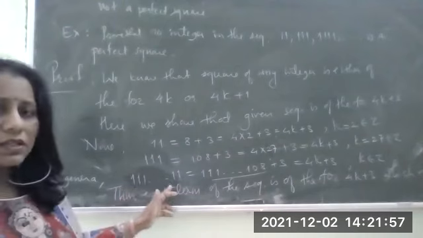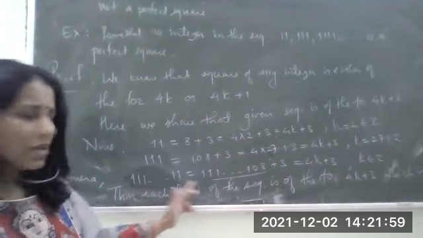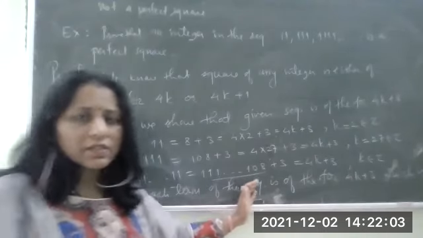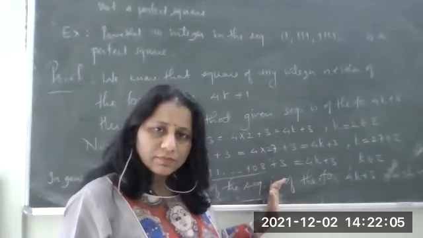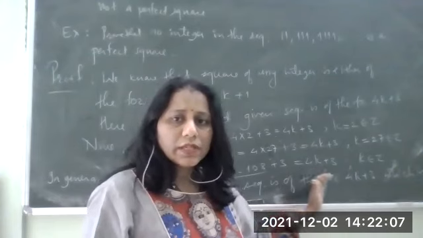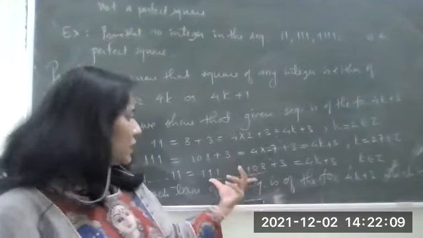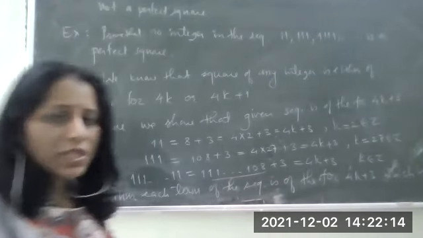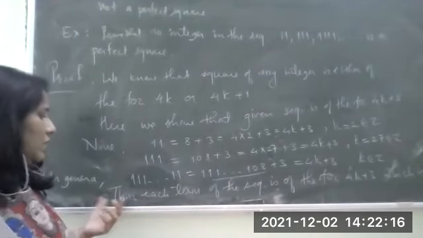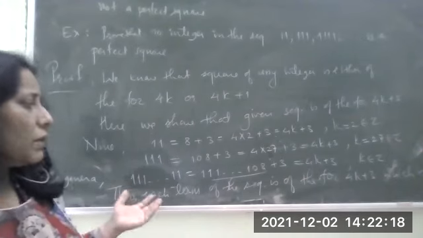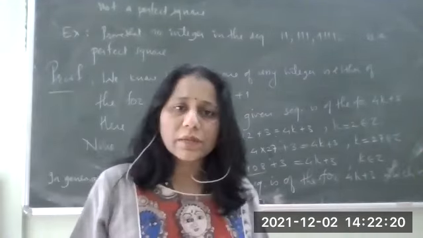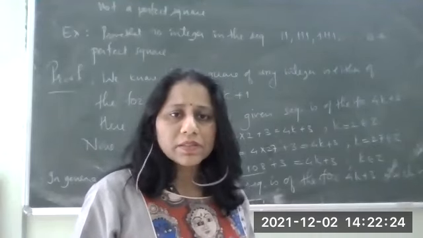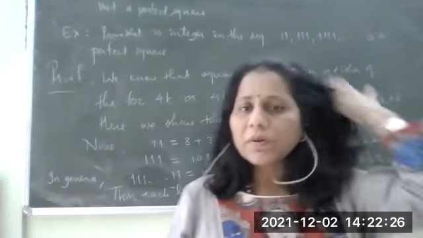So in general, for the terms of this sequence, taking the last digits, 108 + 3 is equal to 4k + 3, because the remaining number is of the form 4k for some integer k belongs to Z, and so on. Thus we can say that each term of the sequence is of the form 4k + 3 for some k belongs to Z, and 4k + 3 does not represent any perfect square.